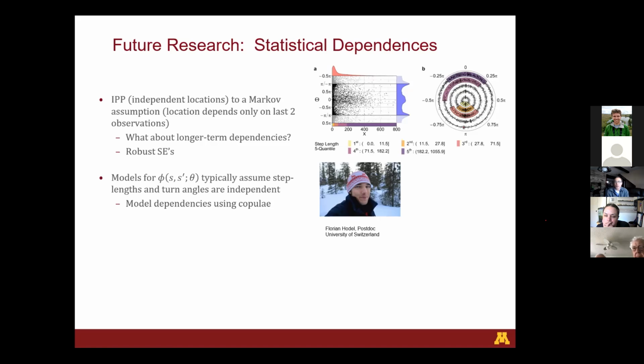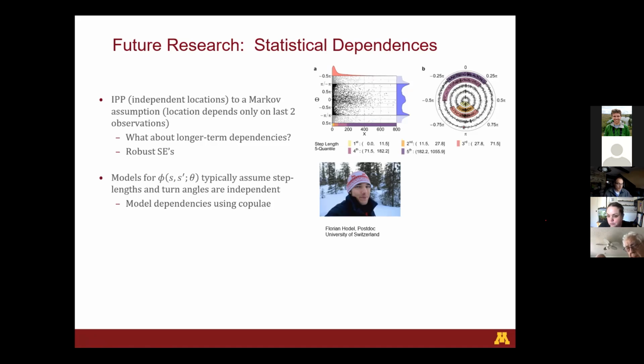And so I've been working with a postdoc at the University of Zurich to develop a statistical approach that will allow us to account for this correlation using something called copula, a complex statistical approach that allows you to model dependence in data in a variety of ways.